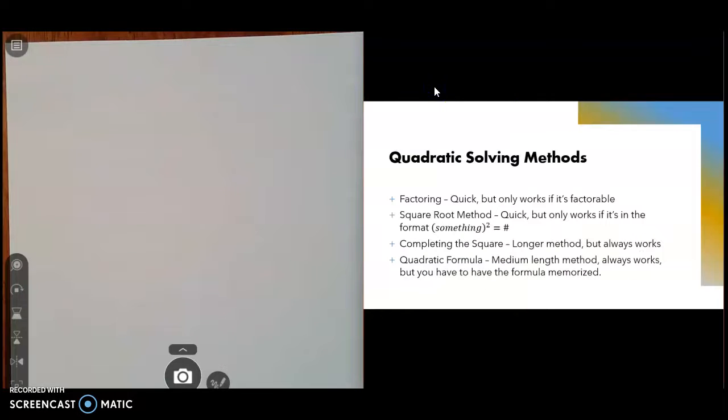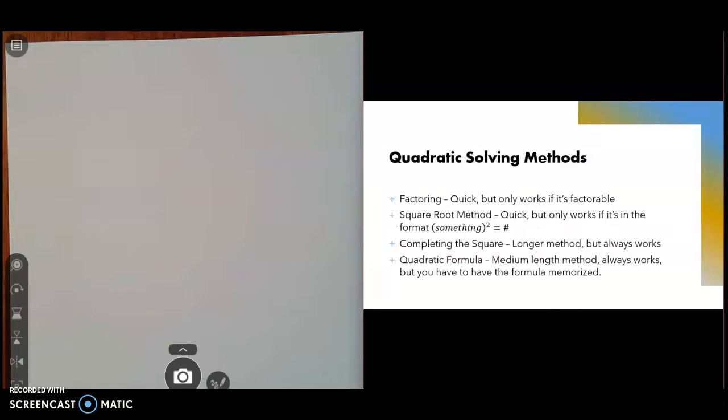So let's review the quadratic solving methods that we've done so far. First off, there's solving by factoring. Solving by factoring is where you set the equation equal to 0. You factor that standard form of the quadratic expression, and then you set each factor equal to 0 and solve. That method, it's quick. It's really nice, especially if you're good at factoring. That is a really quick, easy, wonderful method, but it only works if it's factorable, and not everything is factorable.